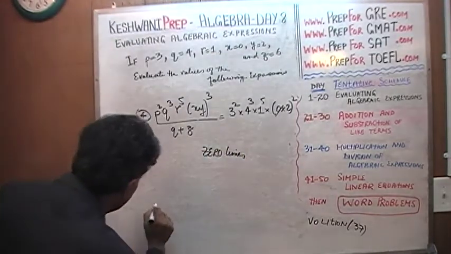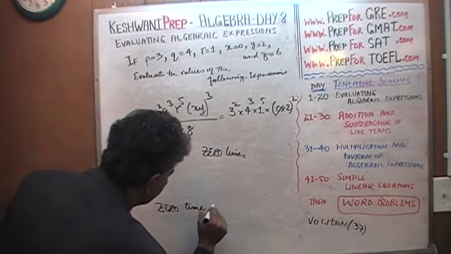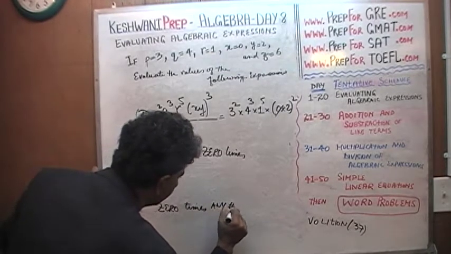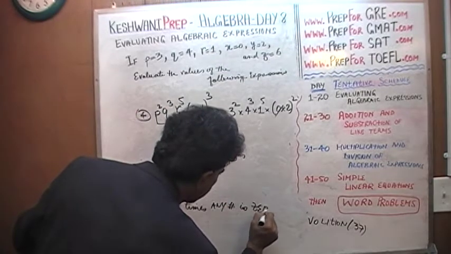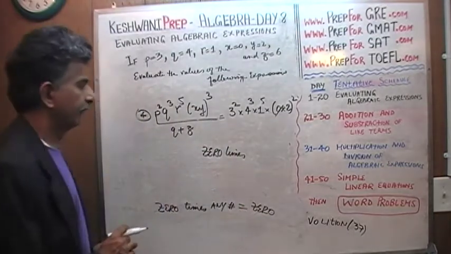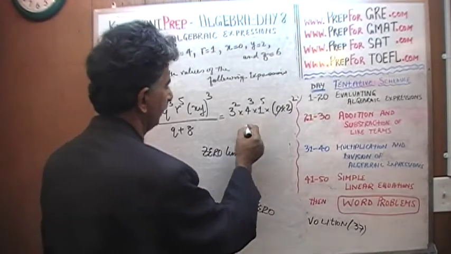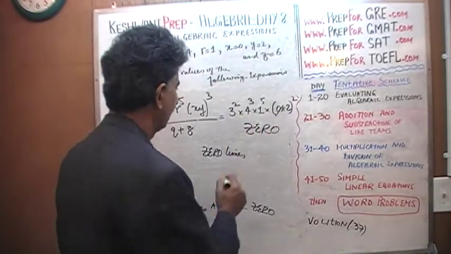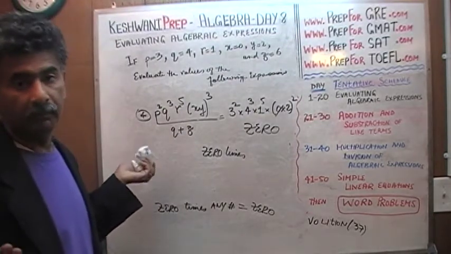0 times any number is 0. 0 times any number is 0. So that's it. Because it's 0, 0 times 2 is 0, 0 times anything is 0, it's just 0. It doesn't matter what's on the bottom, because 0 divided by any number is 0.